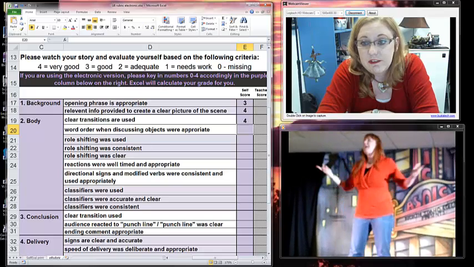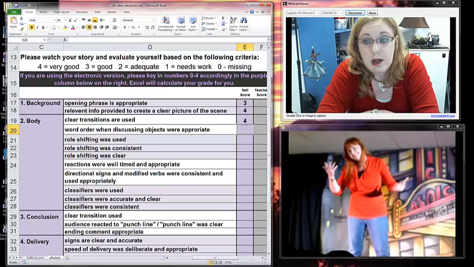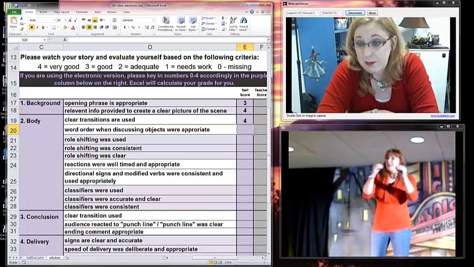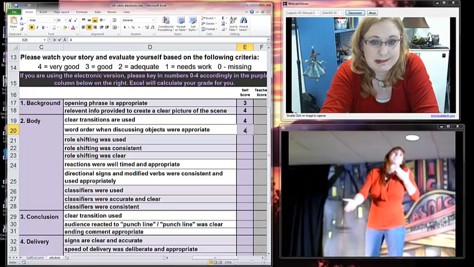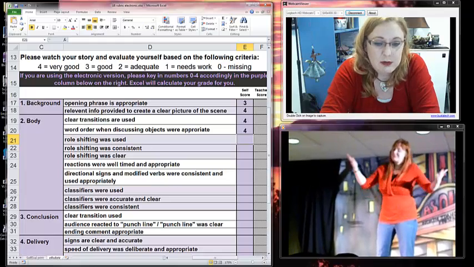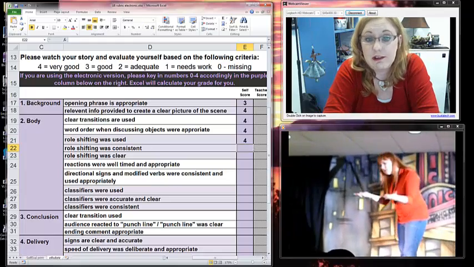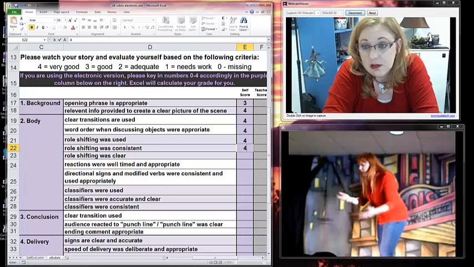Okay, my role shifting seems to be clear. My word order seems to be clear. I would hope so. Okay, it clearly was using role shifting. So far, it's very consistent.